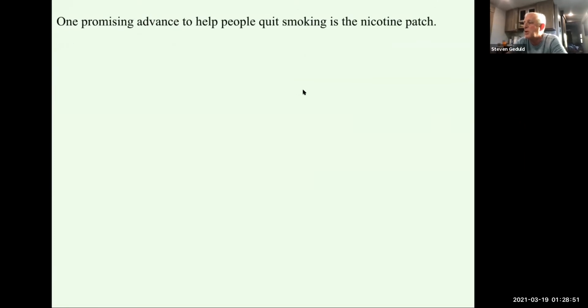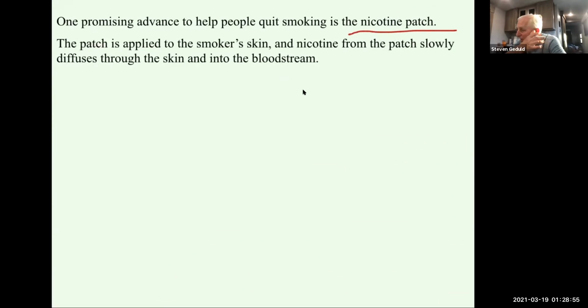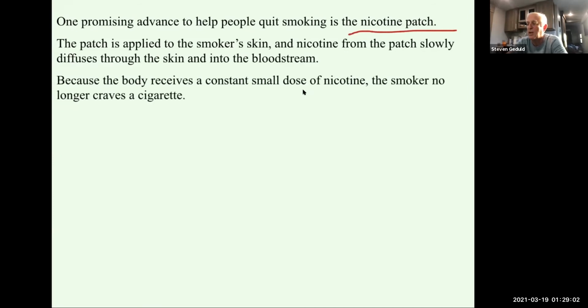One promising aid to help quit smoking is a nicotine patch that we use. Okay, the patch is applied to the smoker's skin, and nicotine from the patch slowly diffuses through the skin and into the bloodstream. Okay? Because the body receives a constant small dose of nicotine, the smoker no longer craves a cigarette to produce that same effect. And that's how a nicotine patch works.